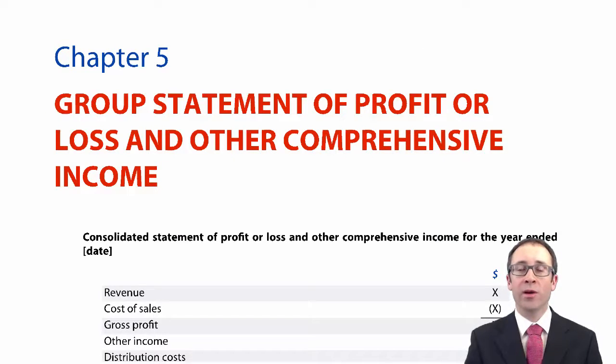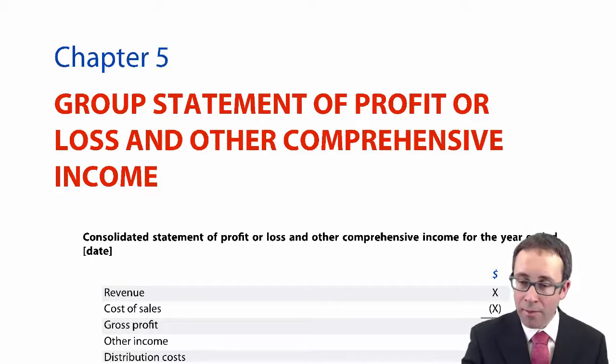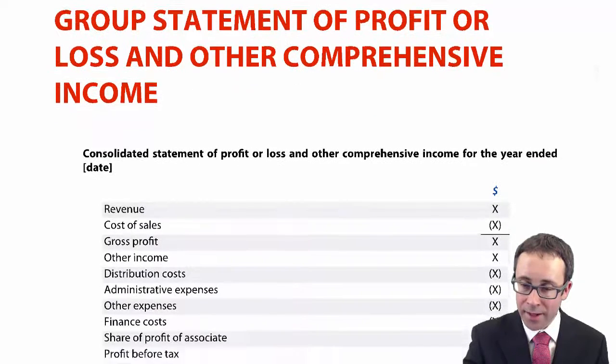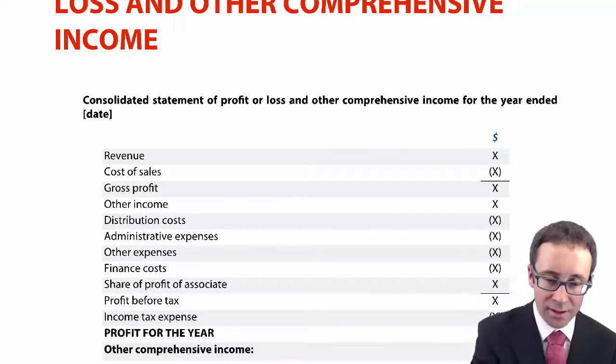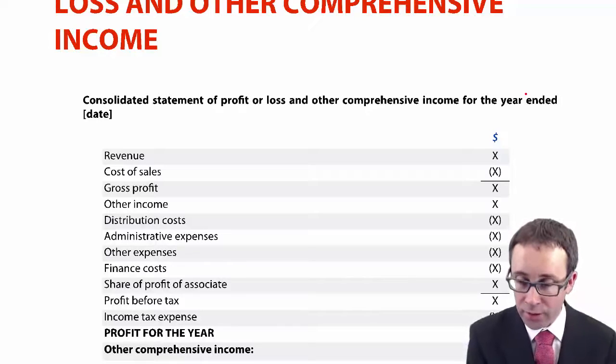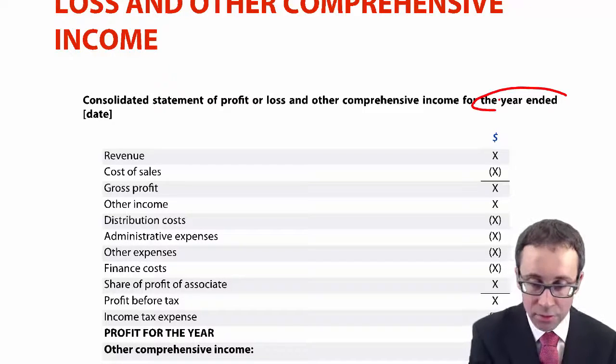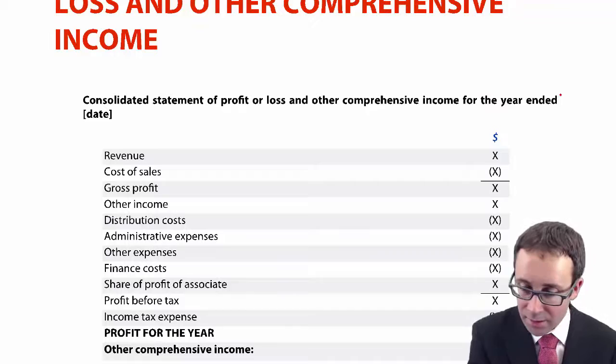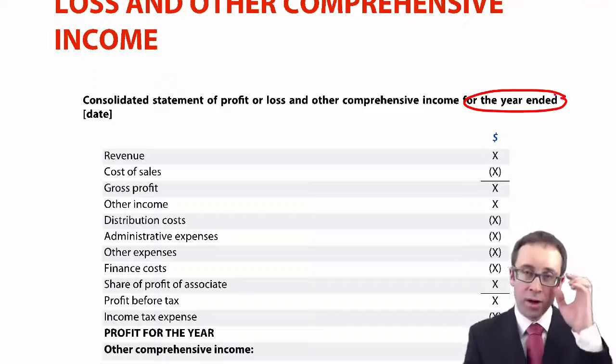Now let's go through and look at the group statement of profit or loss and other comprehensive income. Throwing in the other comprehensive income is just a little bit extra from what you've seen previously at F1. Remember, the big difference here is that your profit or loss tells a story. It tells you what's happened for that 12-month period.